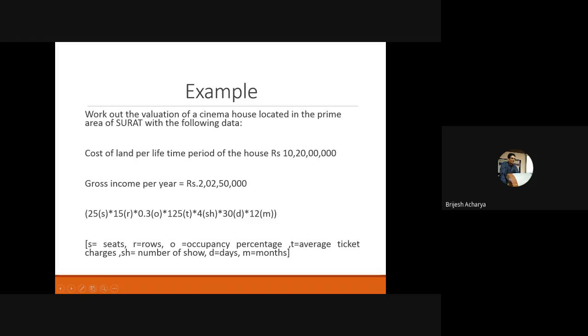And for this cinema house we want to work out the valuation of it. So what we need are the expenses. So what are the expenses? Expense number one, to run the cinema including staff salary, electricity charges and municipal taxes including license fees, stationery and printing charges, etc., is 22% of the gross income, right?